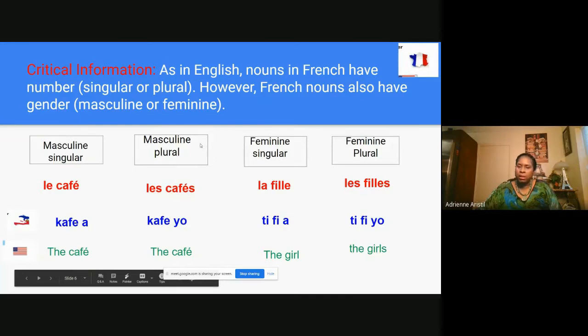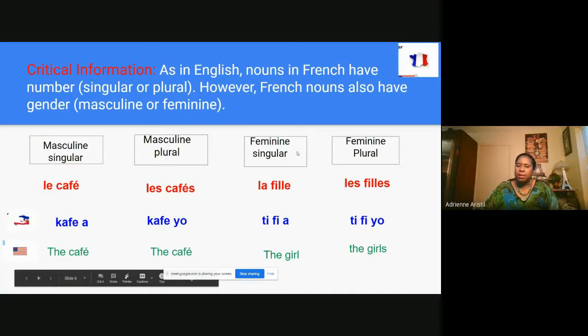For masculine plural, you will say les cafés. In Haitian Creole, café yo, the cafés. I think there is an S here and I didn't put it, I'm sorry.